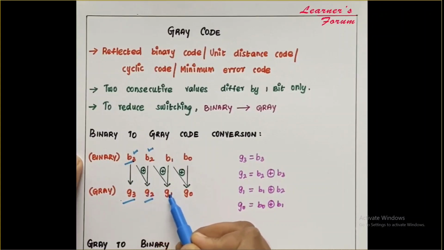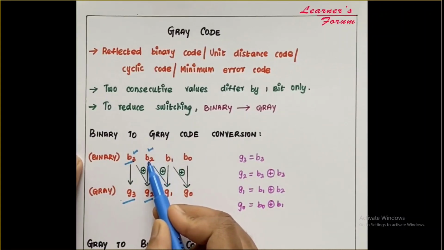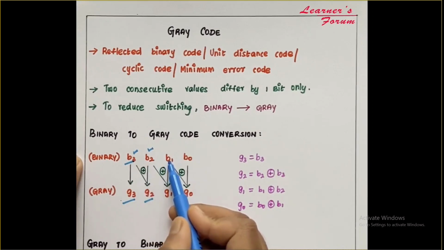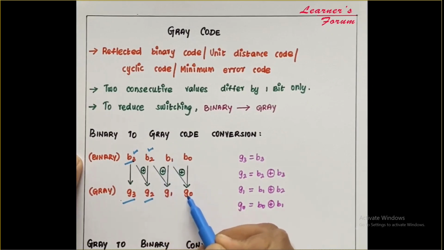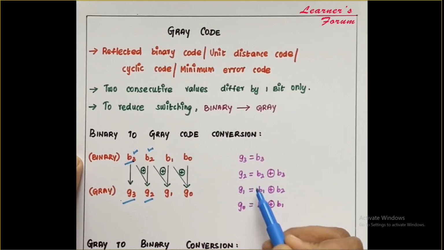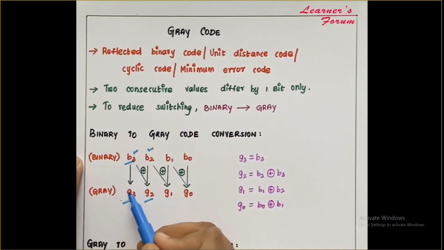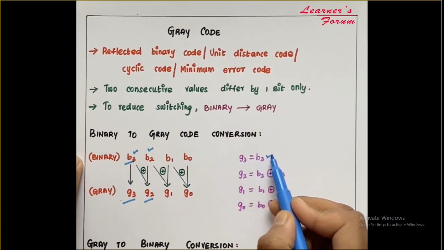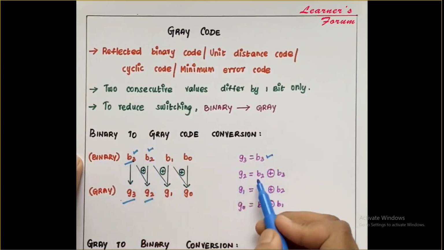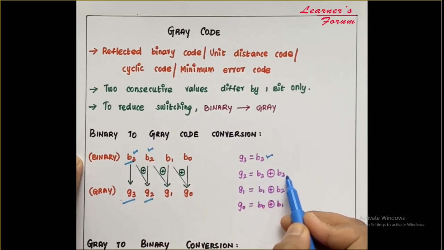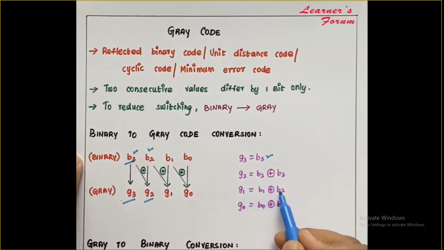Next, to obtain the value of G1, again the previous value B2 and the similar value B1, so B2 and B1 have to be XORed to get G1, and for G0 again the past and present bits, B1 and B0 XOR value, will give the value for G0. Expression wise we can write it as G3 is equal to B3. Next, for G2, we have to consider the same bit and the previous bit, B3 and B2, so B2 XOR B3 will give the value of G2. For G1 it is B1 XOR B2. Next for G0 it is B0 XOR B1.